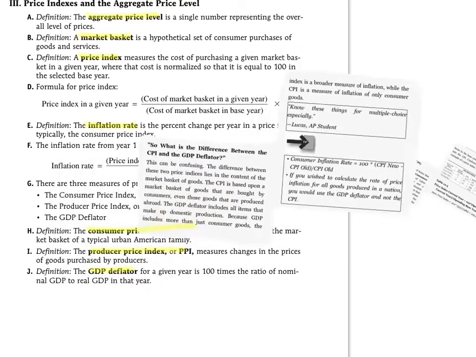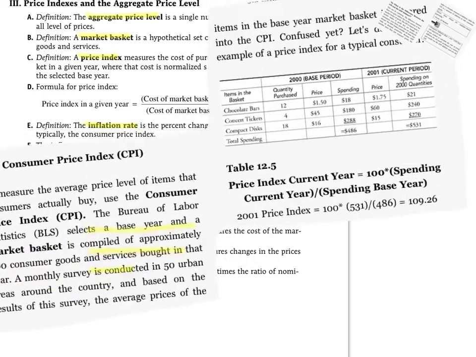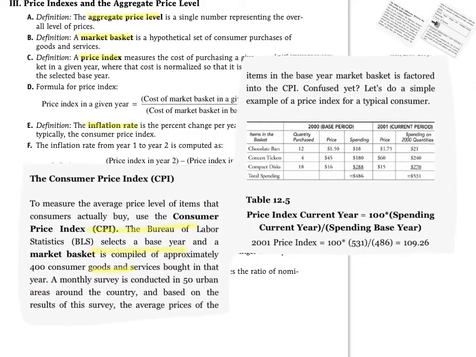So here's an example of a problem. So consumer price index, here's what happens. The Bureau of Labor Statistics will create the market basket by compiling the consumer goods right here and services that were bought in a year. They'll do it on a monthly basis. So here's some examples. And what you'll see here is if we wanted to calculate the price index for the current year, we would do it by multiplying 100 times the spending current year divided by the spending in the base year. And so if you see here, 2001, we would see that worked out in this formula with 109.26.